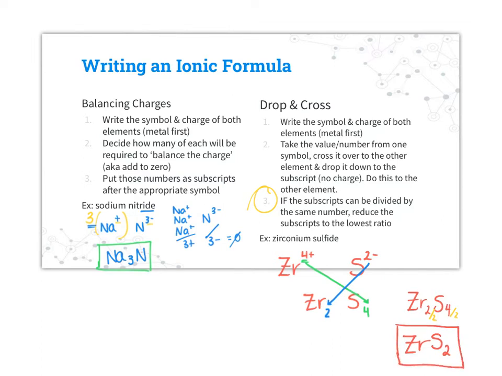Now, we could look at this from the balancing charges. To get 4+ and 2- to cancel out, I needed 2 of my sulfurs. So Zr 4+ and S2- S2-. I get a total of 4- and a total of 4+, which add to 0. So pick your poison, whatever way you want. It doesn't matter. Just make sure that you're comfortable writing an ionic formula.